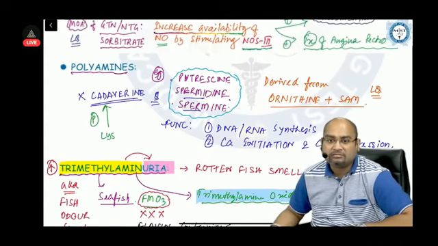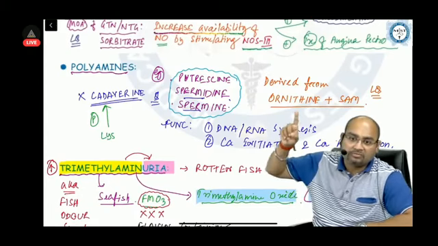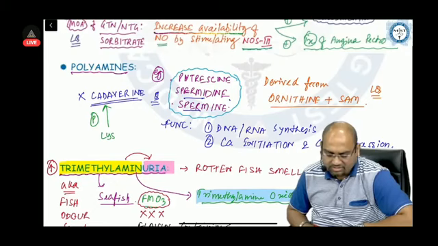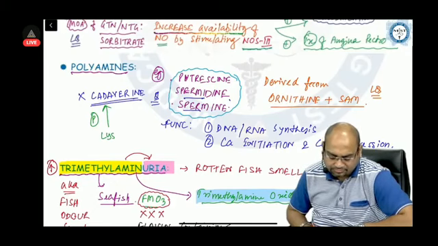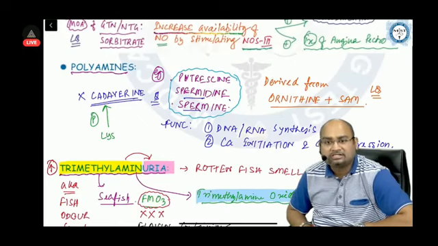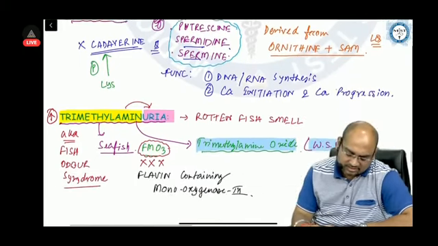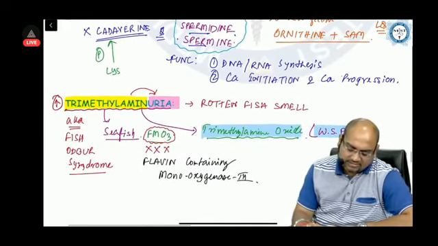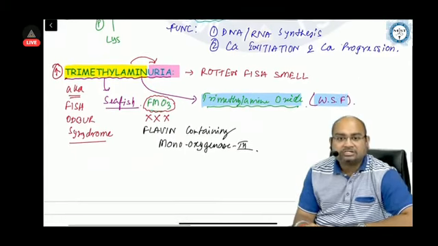Which one is not a polyamine, beta? Cadaverine is not a polyamine, and these guys are derived from ornithine and SAM. Ornithine and SAM. DNA RNA synthesis. Please try and understand, beta. These are calcium initiation, calcium progression.